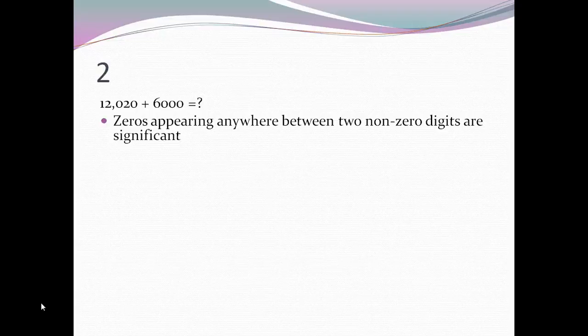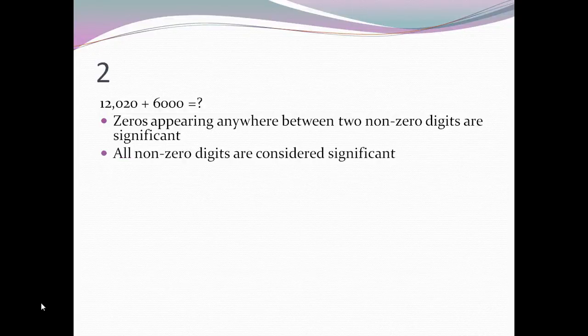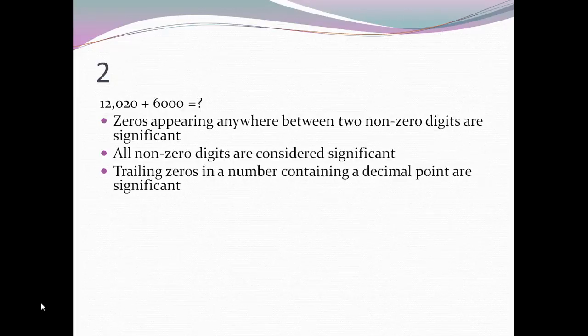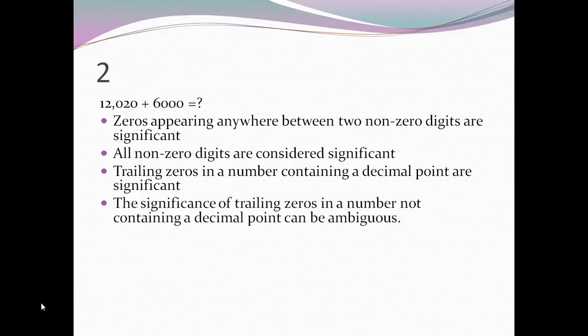Next question. When you add those two numbers, you gotta keep in mind zeros appearing anywhere between two non-zero digits are significant. For example, in 12,020, the zero between the first two and the second two, that zero is important. The second zero isn't. In 6,000, those three zeros at the end are not important because there is not a decimal place. The significance of trailing zeros in a number not containing a decimal point can be ambiguous.